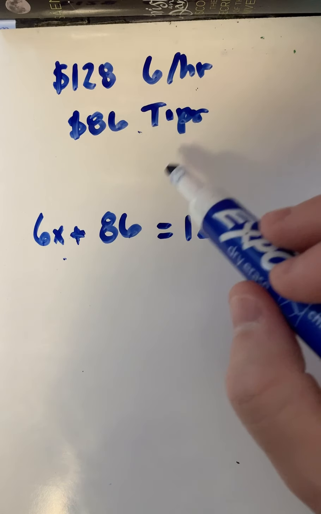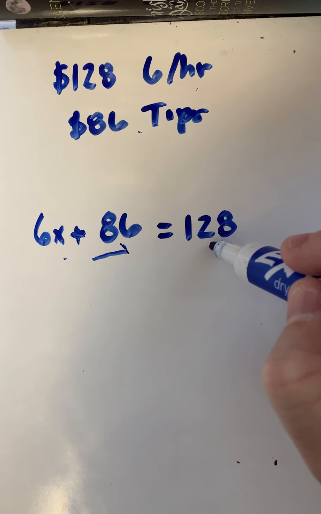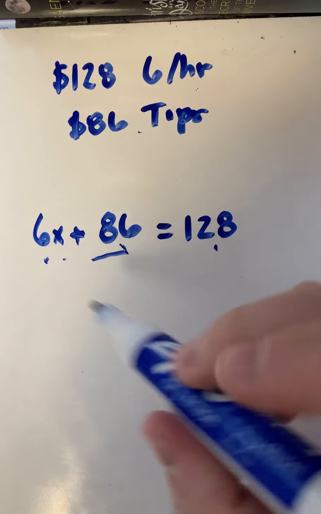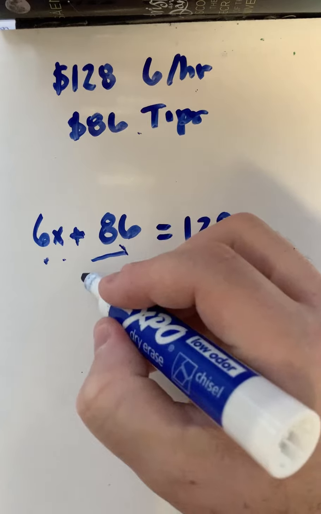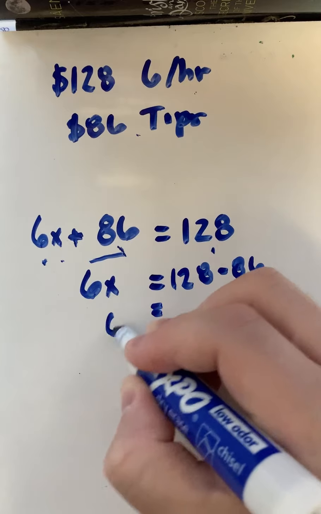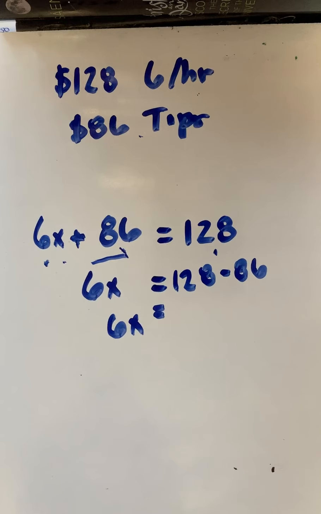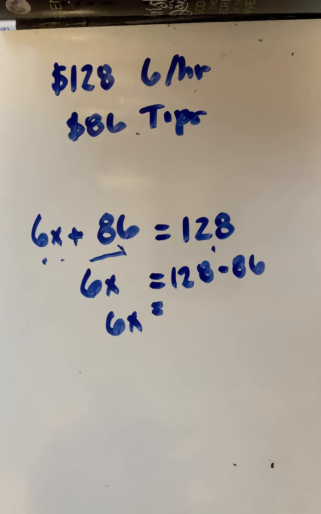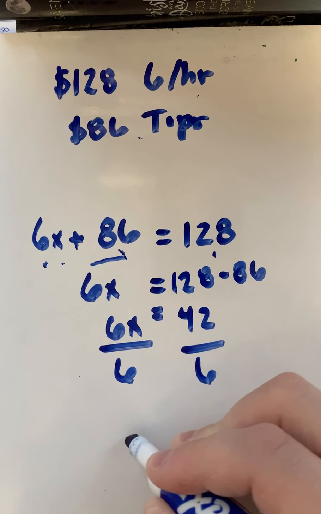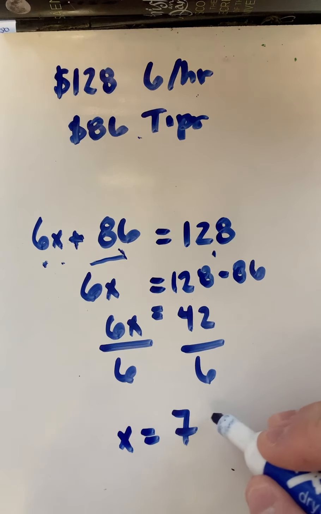We don't care about the tips. We know that he made this many tips. That stays the same. That's our constant. We know he made this much money in the 6 hours. How much did he make per hour? So we're going to break that down by this, okay? So 6x equals 128 minus 86. 6x equals, I should have done the math quickly. 86 to 0, 12, it's 4. 6x equals 42. We divide both by 6, and we get, he made $7 an hour.